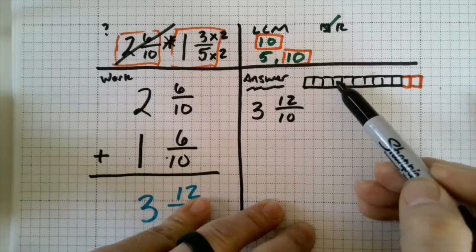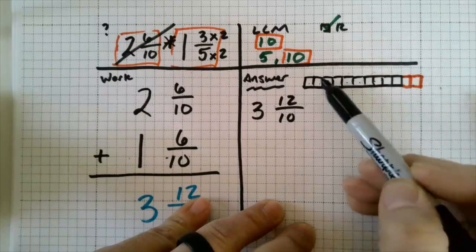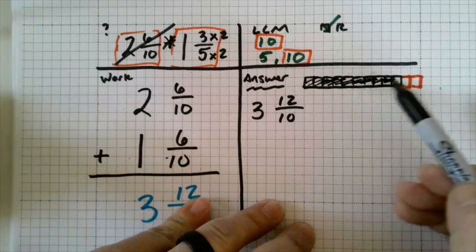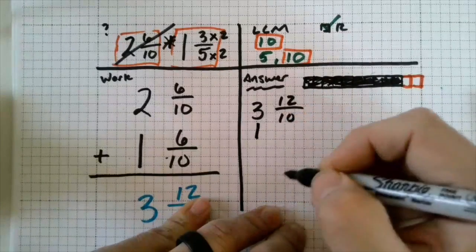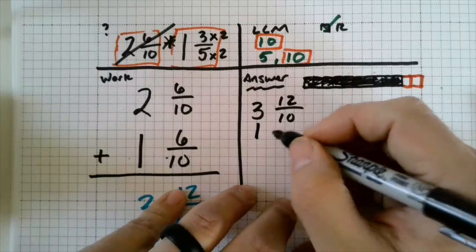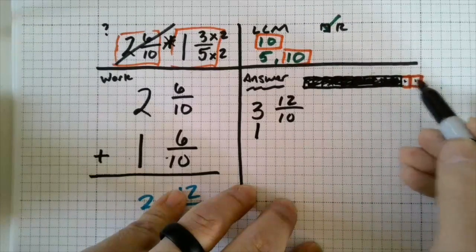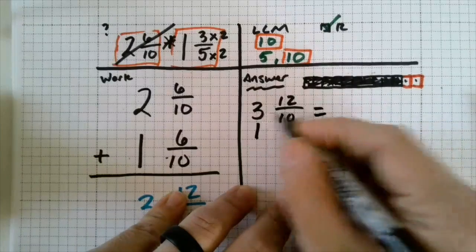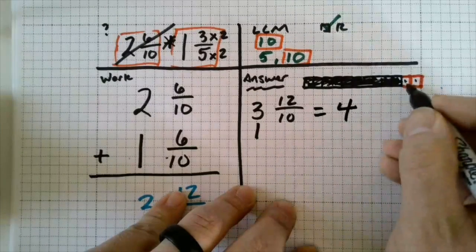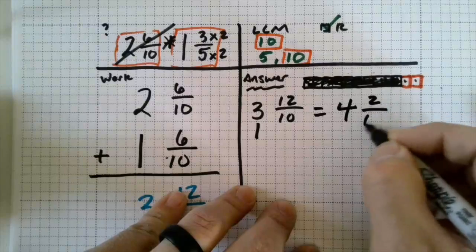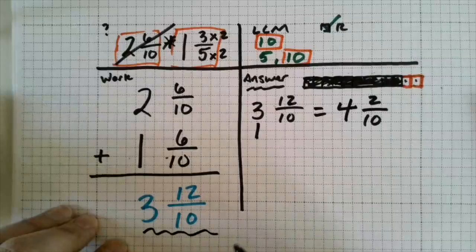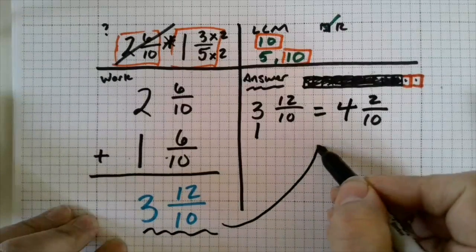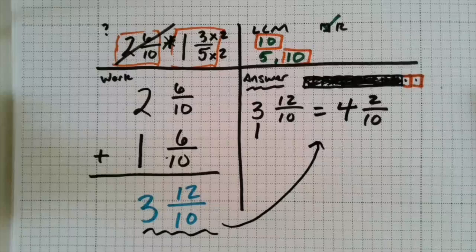So 1, 2, 3, 4, 5, 6, 7, 8, 9, 10. These 10 tenths right here, they're going to make another whole. They're going to make another whole over here with the 3 wholes. And then the leftover tenths that I have will be 2 tenths there. So this is equivalent to 4 and 2 tenths. And again, if students are getting here, I'm okay. This is where we're going with fractions. That's the icing on the cake.